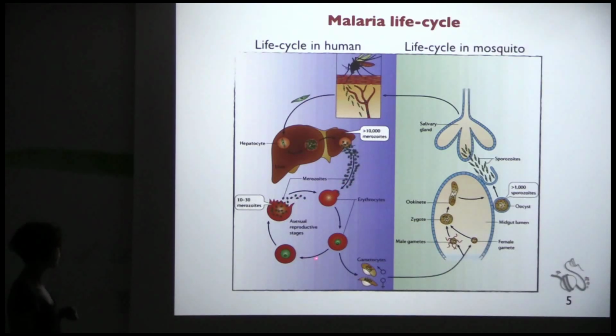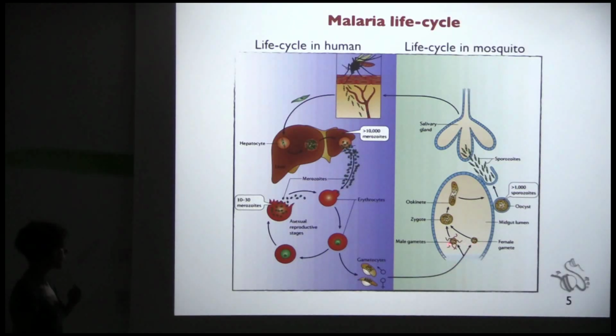And here starts this intraerythrocytic cycle that goes through different stages: ring, trophozoites, and schizonts. The schizonts eventually, under different environmental conditions, will differentiate into gametocytes, that is the sexual form. These gametocytes are the other transmissible stage and are taken up by another mosquito when it bites this infected human. And then starts the cycle in the mosquito vector.